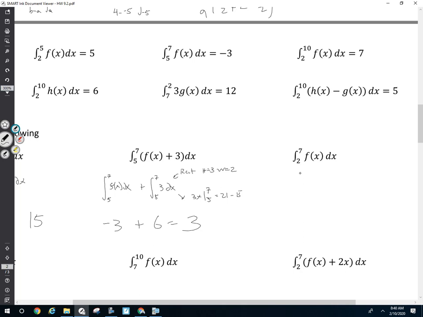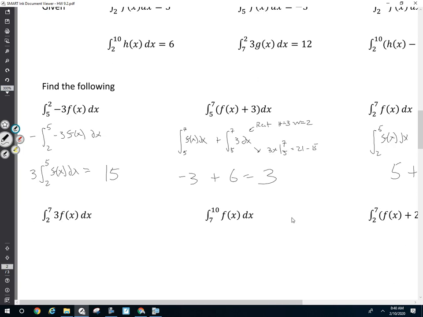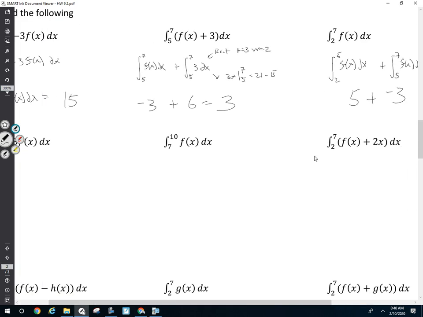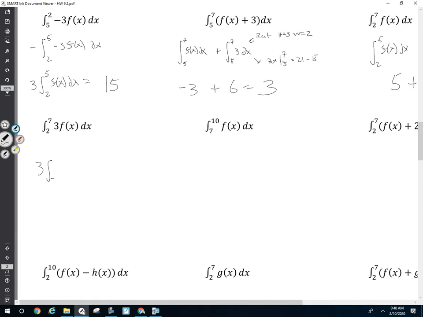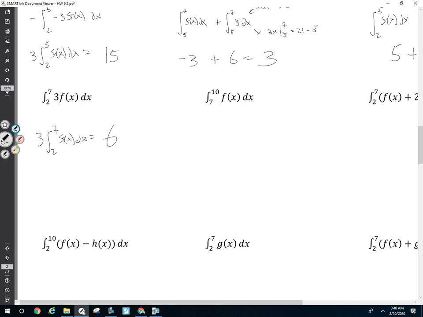2 to 7, well, guess what? I have the integral from 2 to 5. I can add the integral from 5 to 7. Two to 7 of 3. Well, I know what 2 to 7 is, so 3 times the integral from 2 to 7 of f. So 2 times 3 is 6.